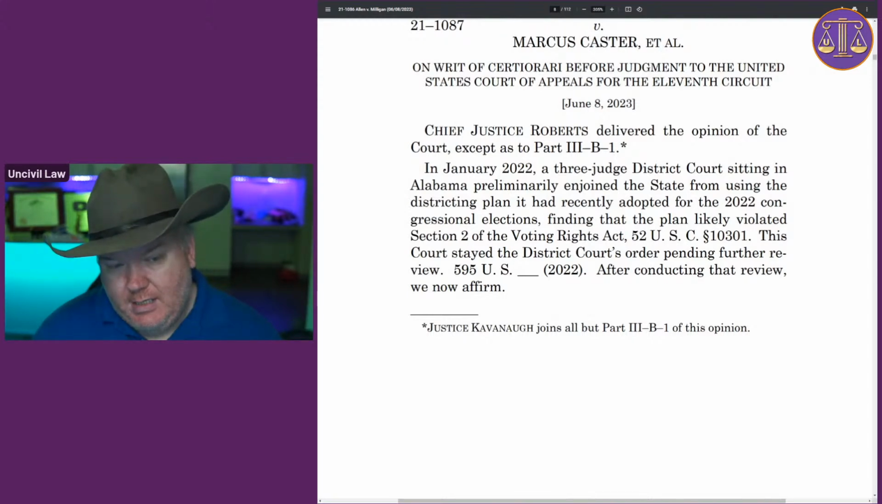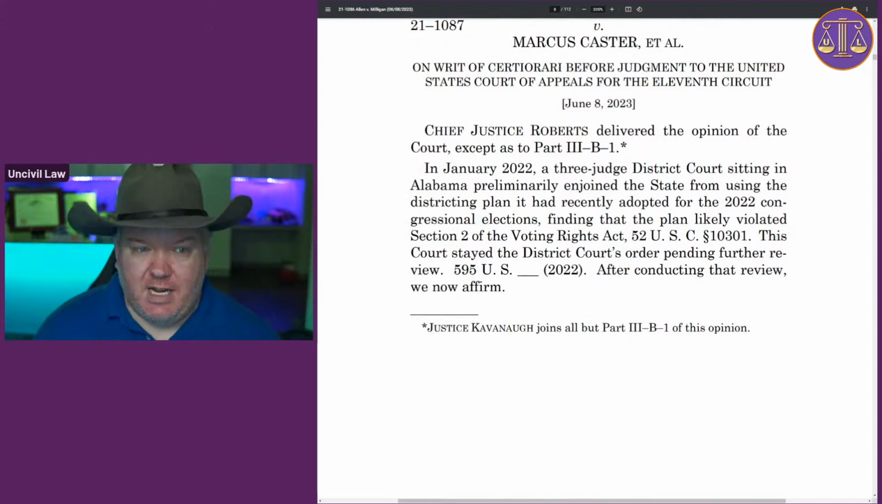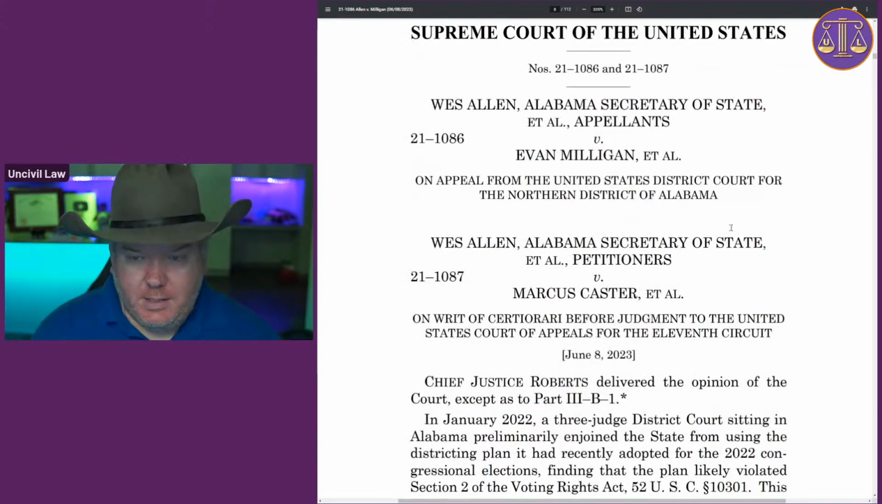So the district court said you can't use the map, and now the Supreme Court on appeal, not writ of certiorari, on appeal, says we're going to review this. All right, so yeah, you can see that right up in the title here, on appeal from the United States District Court. It's right in the title.